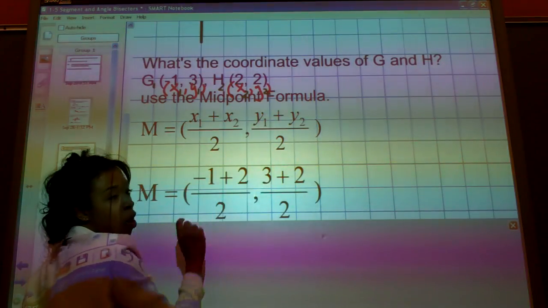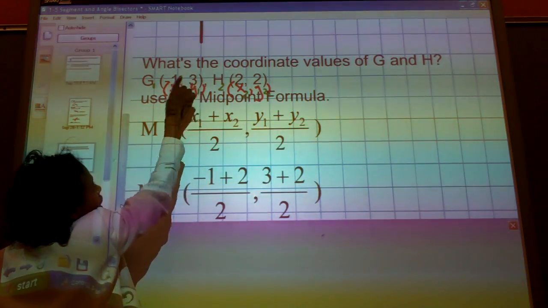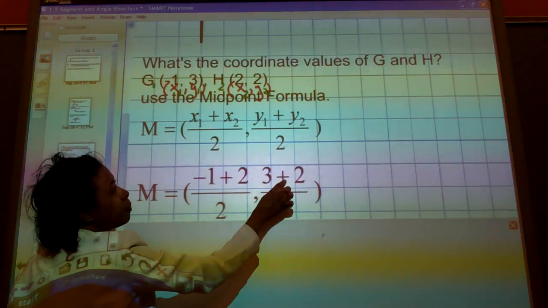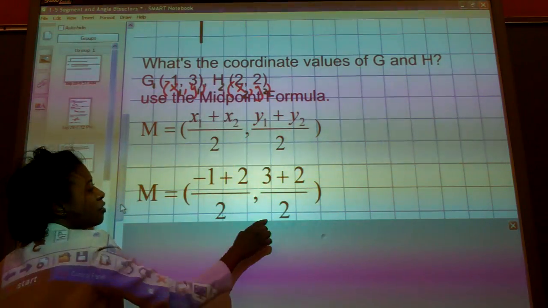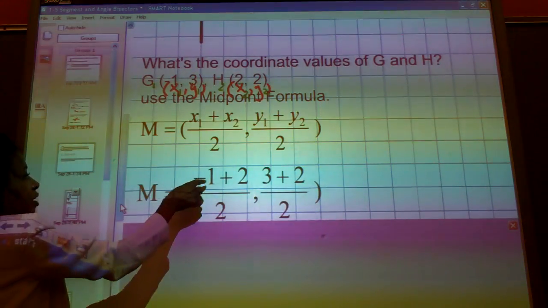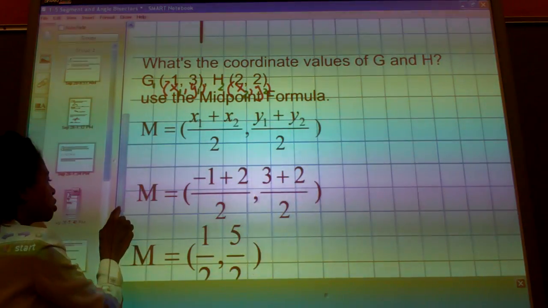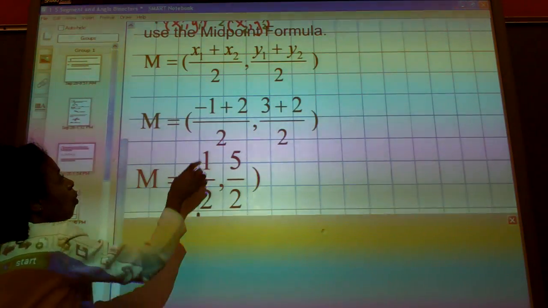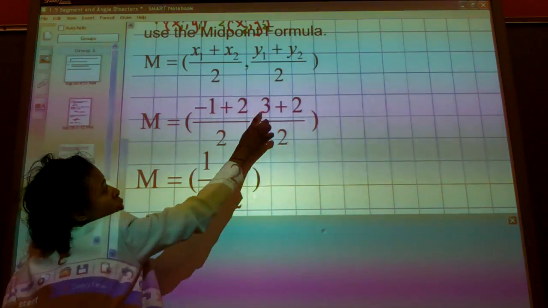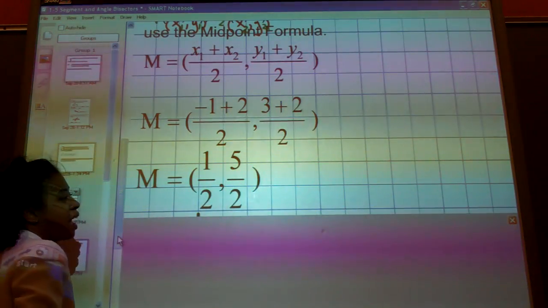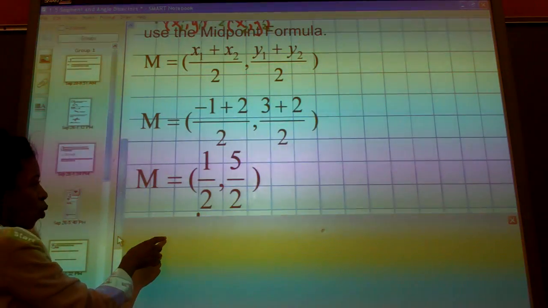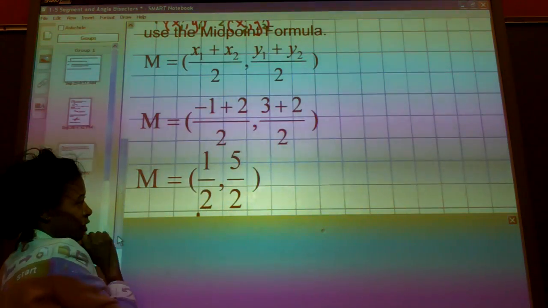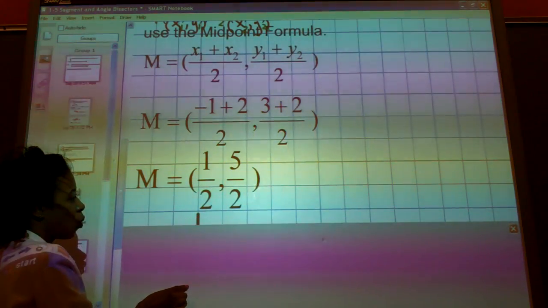Well, what's Y1? Remember, Y1 we got from the G. So it's going to be 3 plus Y sub 2, which is the 2 from the H, divided in half. -1 plus 2 in half is going to simply give me 1/2, comma, 3 plus 2 over 2 is 5/2. So my midpoint should be located at 1/2 for the X and 5/2 for the Y.